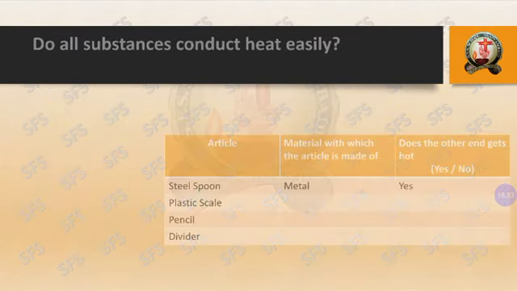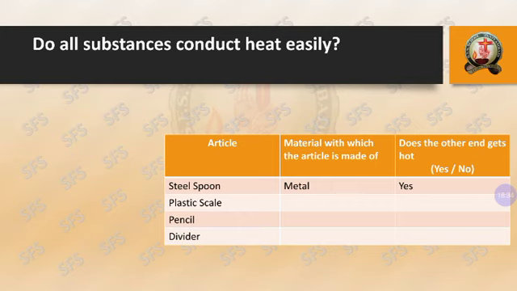Now, do all substances conduct heat easily? Using that analysis, we can also do an activity to identify whether all the substances, not substances actually, we can consider them as objects. Do all the objects conduct heat quickly, or do all the objects have the capacity to grab the heat? We can analyze that using a simple activity.